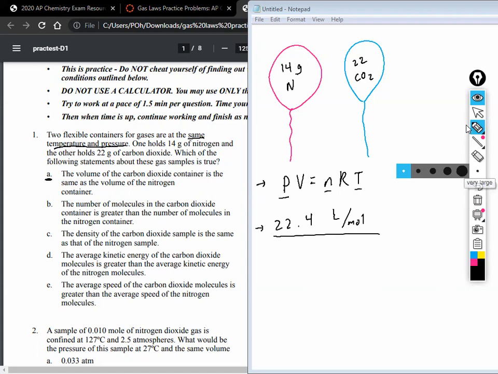because if we just use this, what we can do is take the 14 grams of nitrogen, right? And then we can use molar mass to turn it into moles. Nitrogen, oh, it's N2 gas, sorry. N2 gas is 28 grams per mole.